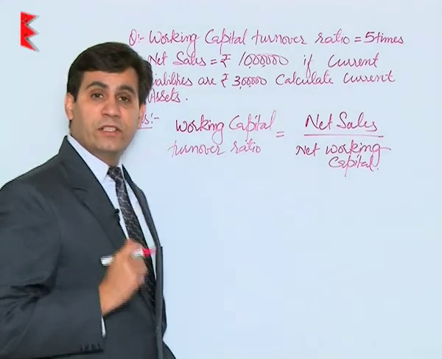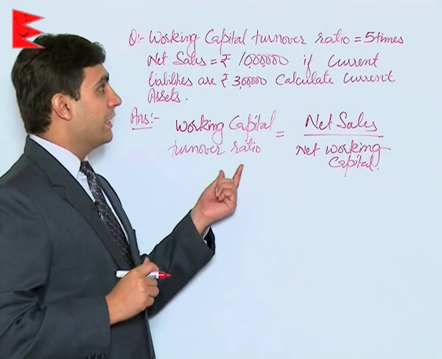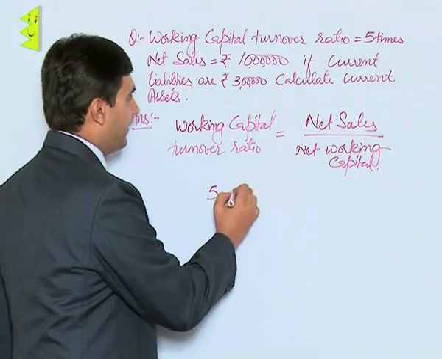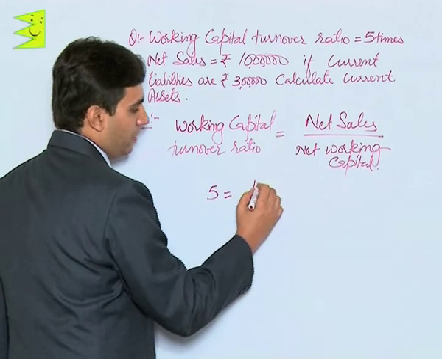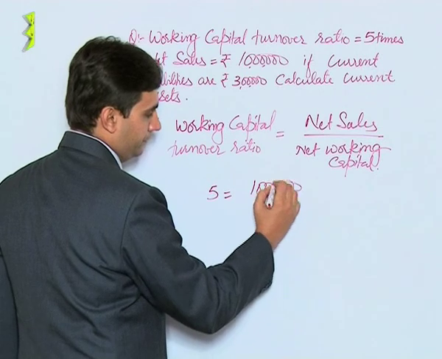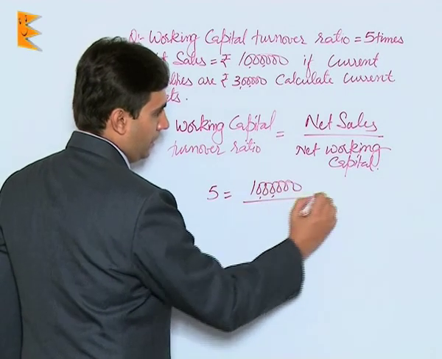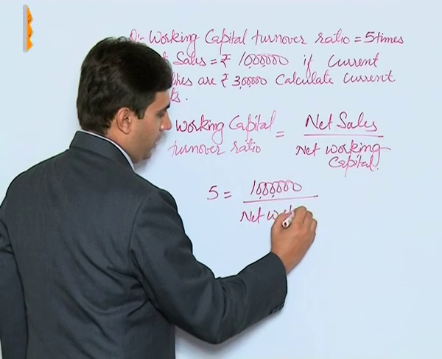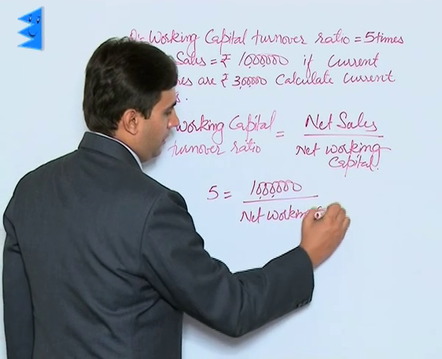Using the figures that are given in this question, working capital turnover ratio is given to be 5 times. So you can say that 5 is equal to, net sale is given to be 10 lakh divided by net working capital.